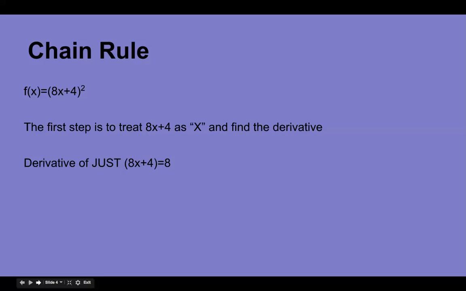For our first problem, we have f of x equals (8x plus 4) all squared. The first step is to treat 8x plus 4 as just x, and then find the derivative of that. You should be able to figure out pretty quickly that the derivative of this is just 8.